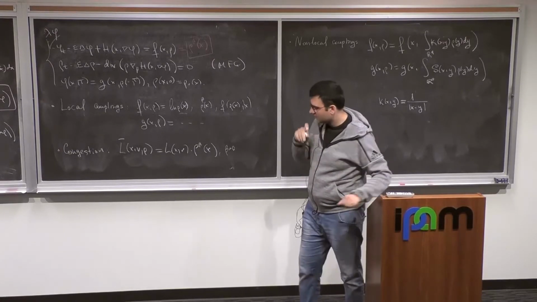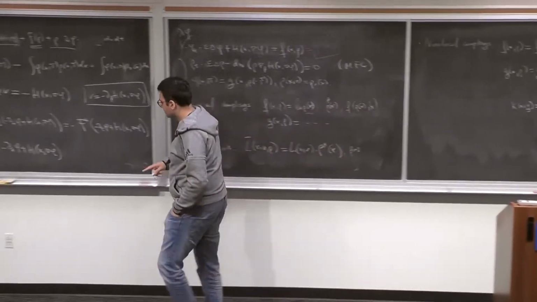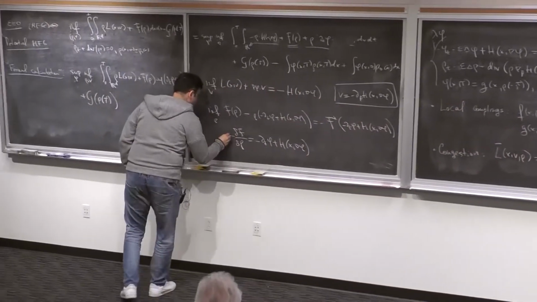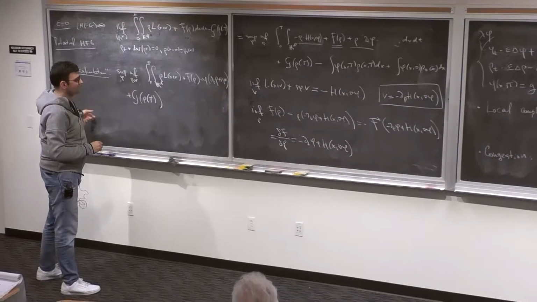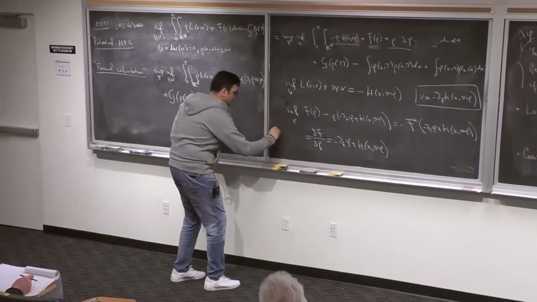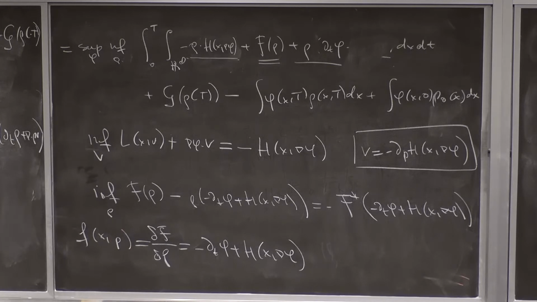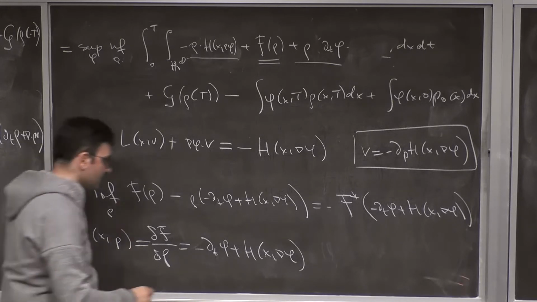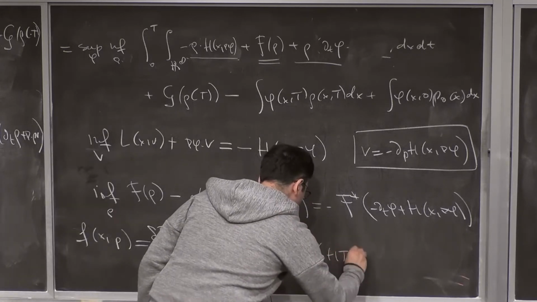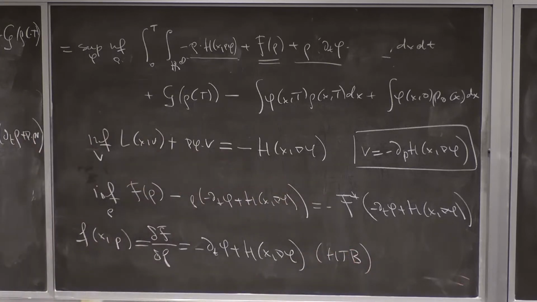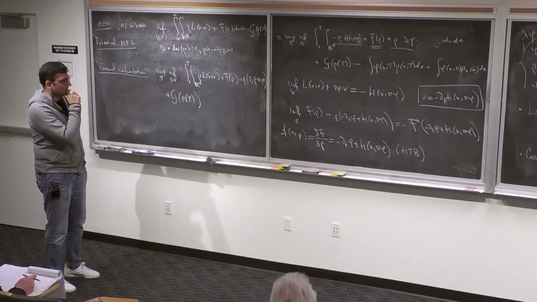Yeah. So I get this equation. On the other hand, we had, it's behind this board, we have that this is equal to f of x rho, and so we get the HJB equation. So we get the first equation. Okay.